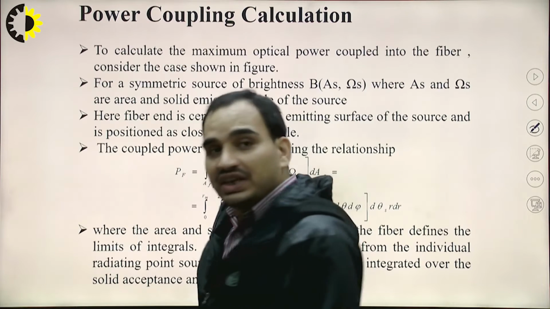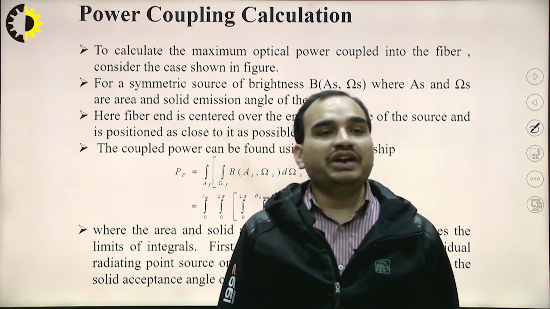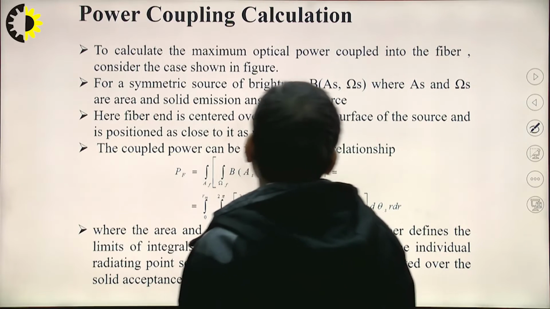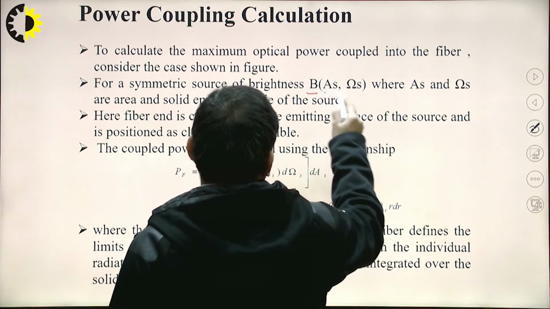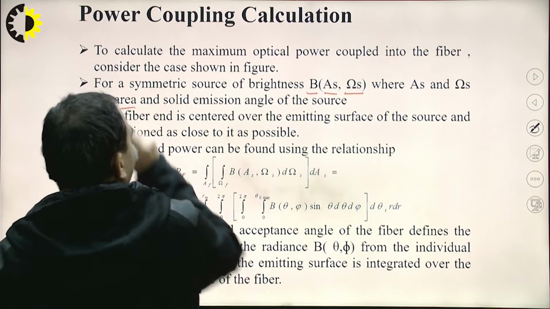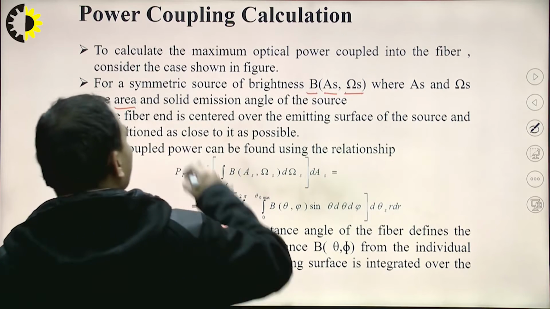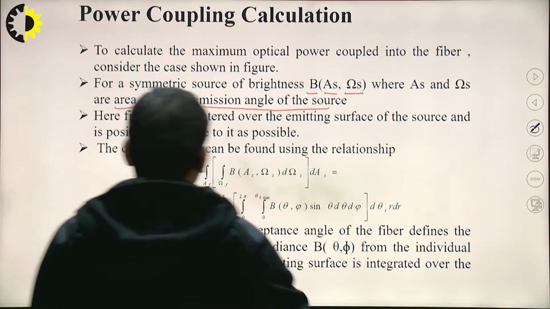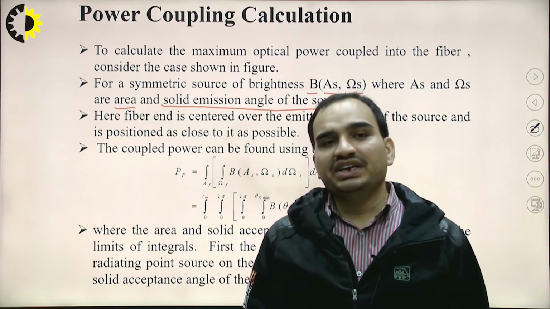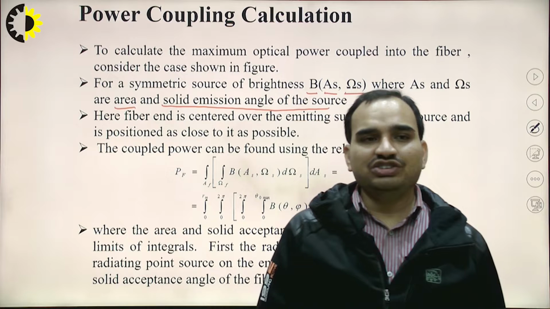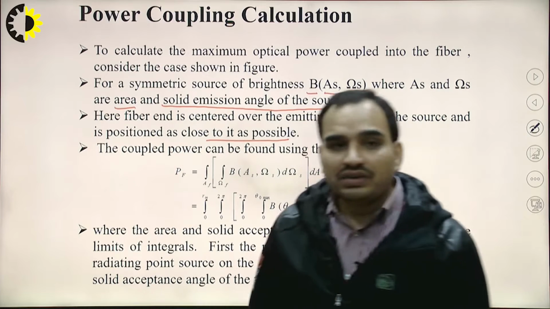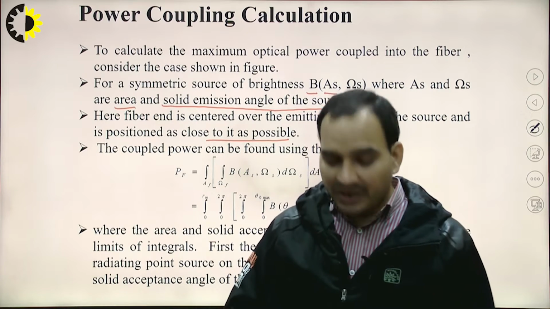So let's continue. For a symmetric source of brightness, we consider the brightness as B, and it is given by AS and omega S, where AS is the area on which the light is generated and omega S is the solid emission angle of the source. Here the fiber end is centered over the emitting surface of the source and is positioned as close to it as possible. So the coupled power can be found using the relation. We can find how much power is coupled.